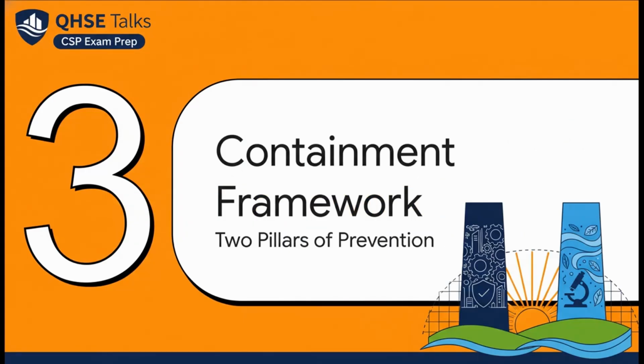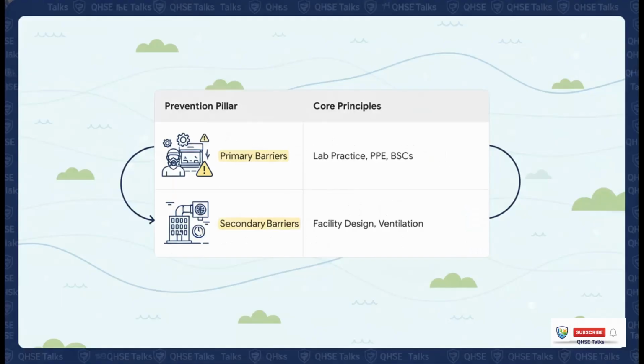So, we know the enemy. How do we fight back? Well, biological safety really comes down to a simple but incredibly powerful two-pillar containment framework. And let me tell you, mastering the difference between these two pillars is an absolute must for the CSP exam. This table here really lays it all out perfectly.